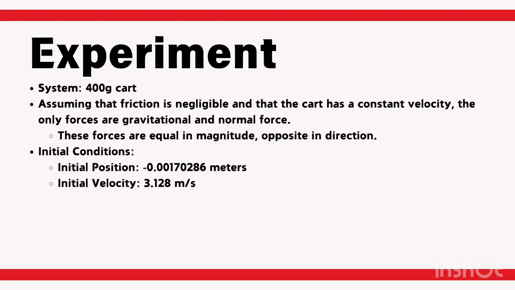So in this experiment, we assumed that friction was negligible and the cart had a constant velocity. Through these assumptions, the only forces actually acting on the cart would be forces in the y direction, which would be gravitational and normal force. These forces are equal in magnitude, just opposite in direction. Gravitational force acts downward on the object and normal force acts upward. Other initial conditions include our initial position, which was negative 0.00170286 meters, and our initial velocity was 3.128 meters per second.